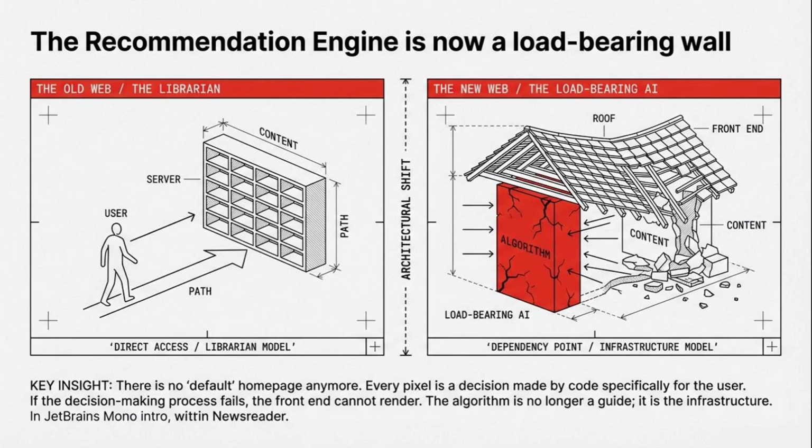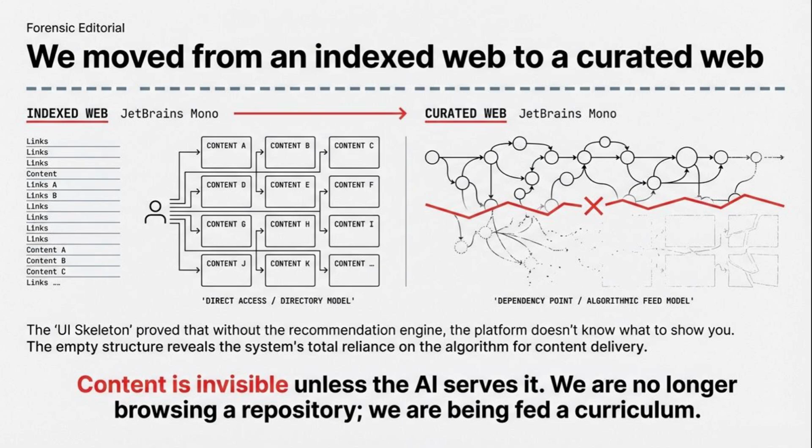The recommendation engine isn't just a feature anymore. It's load-bearing. It's completely load-bearing. You tend to think of the algorithm as like a helpful librarian suggesting a book. Right. If the librarian's on a coffee break, you can still browse the shelves. But that's not how it works now. Yeah. In YouTube's system, the algorithm isn't the librarian, it's the building itself. Or at least it's the entire lighting system.